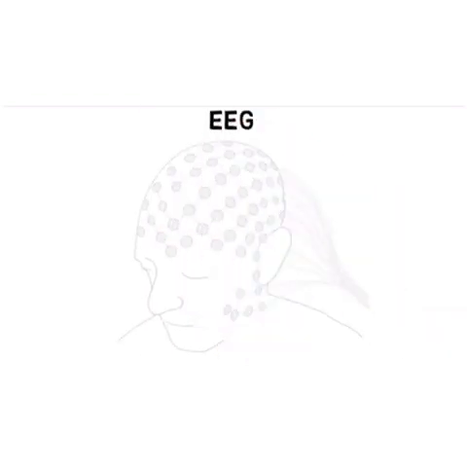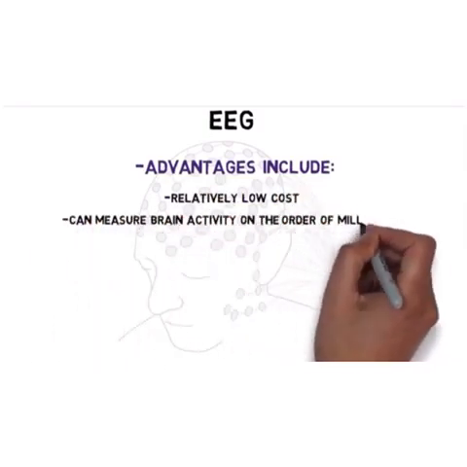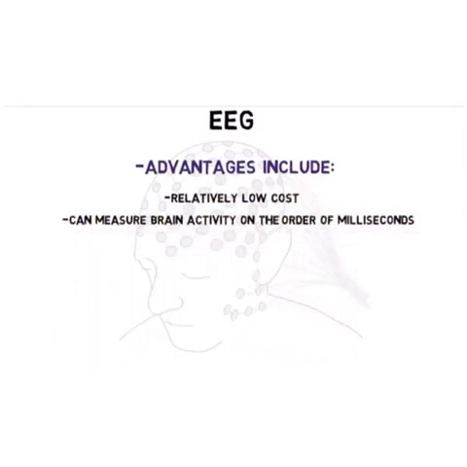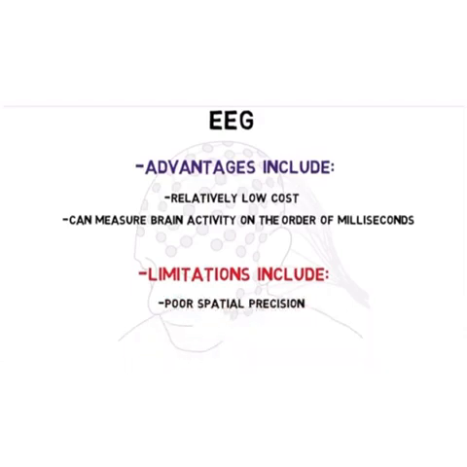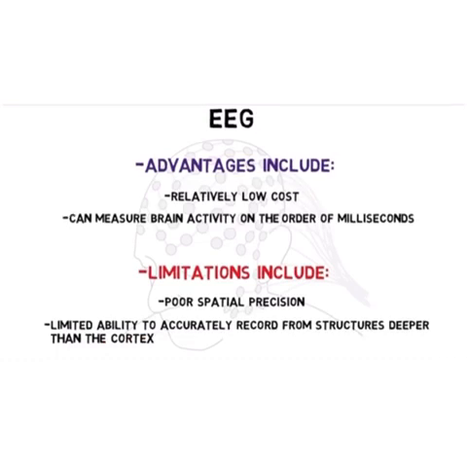While there are many advantages to using EEG, such as its low cost and ability to measure brain activity on the order of milliseconds, there are some limitations as well. For example, because EEG monitors activity in large groups of neurons, it is difficult to pinpoint activity seen using EEG to a precise location in the brain. And it records the activity of neurons in the cortex, but is limited in its ability to accurately record activity in deeper structures of the brain.